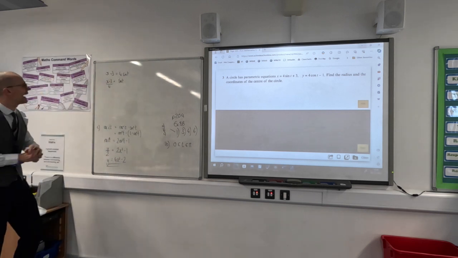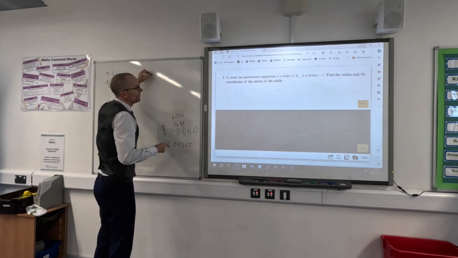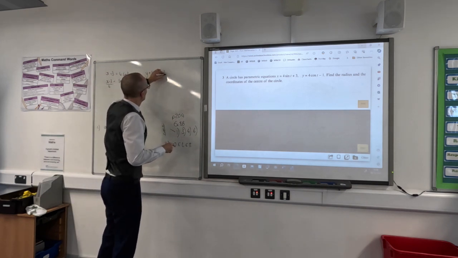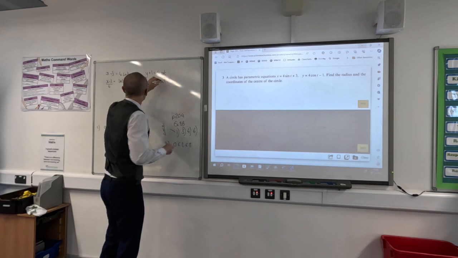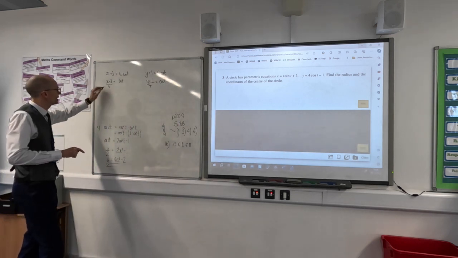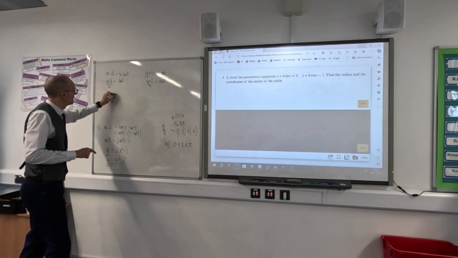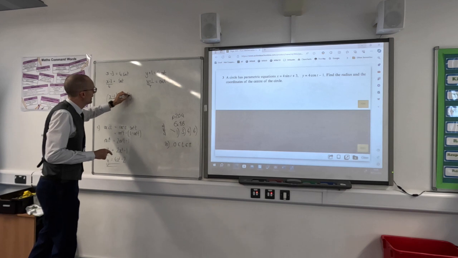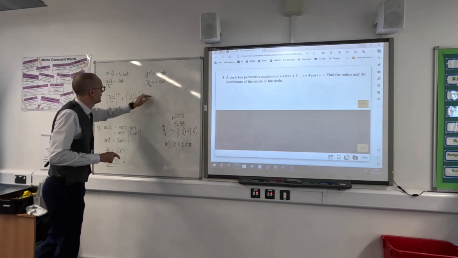And y plus 1 is 4 cos t. So y plus 1 over 4 is cos t. Right, so now if we substitute that into sine squared plus cos squared is 1, we've got that squared plus that squared equals 1.